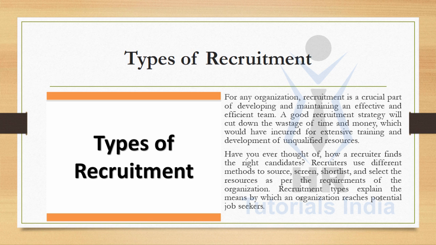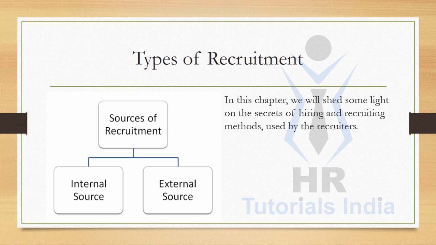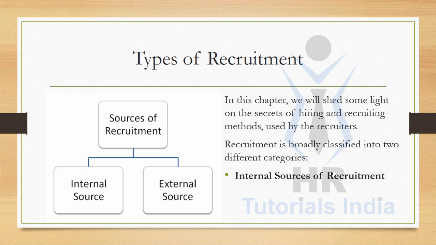So, how do the recruiters recruit the right candidates? There are different types of recruitment which have been followed by recruiters in an organization in search of potential job seekers. In this chapter, we will shed some light on the secrets of hiring and recruiting methods used by the recruiters. Recruitment is broadly classified into two different categories: internal sources of recruitment and external sources of recruitment.